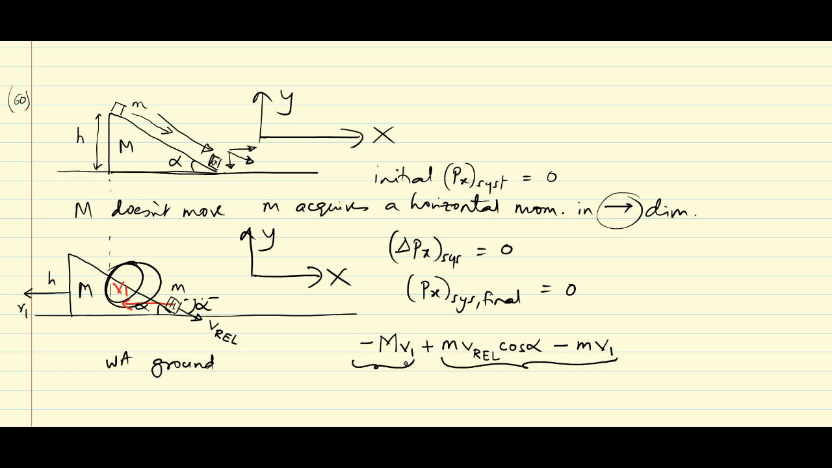This is the momentum of capital M along the x-axis in the ground frame, and of course that must equal the initial momentum, which was equal to 0. So that's my first equation.